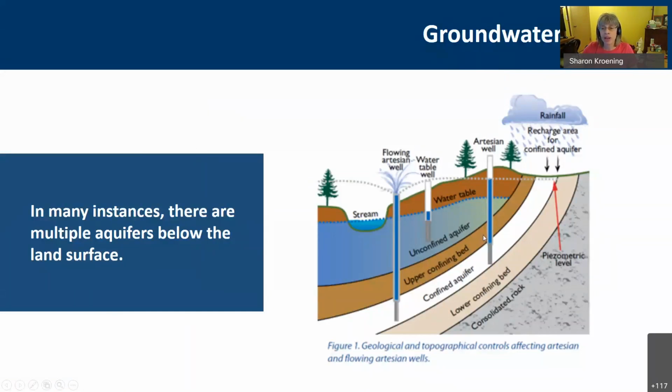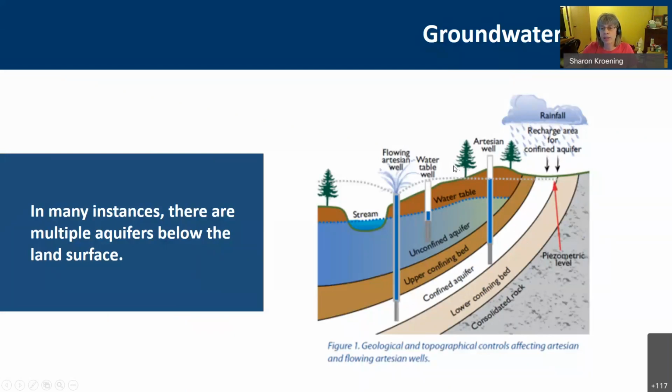These aquifers are separated by what's called a confining bed. These confining beds are made of materials that don't allow water to flow readily through them, like clays or shales. Another point that I want to make on this slide is that how quickly water gets to these confined aquifers depends on the geology.